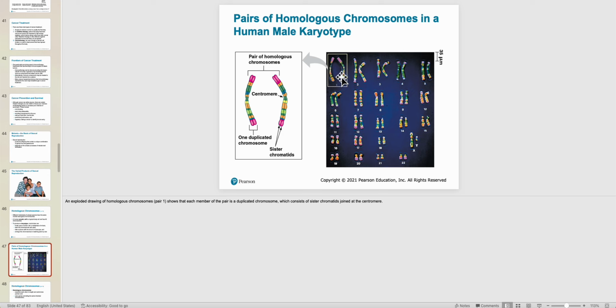So yes, not only can you tell the gender, which I did a moment ago with y'all, but you can also tell certain genetic information, because if you have more of the set or less of the set, then you can tell that there's a problem.